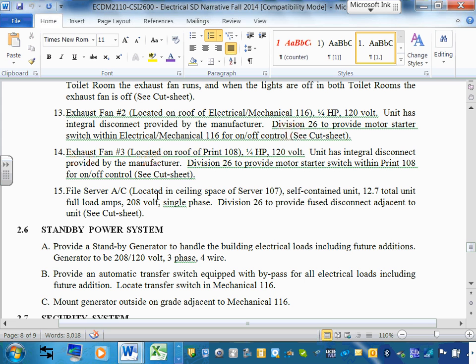Now, next, we need a disconnect. It says we need a disconnect. Grab a disconnect and put it next to the unit. Next, it needs a circuit. Grab a circuit and circuit it. Controller: grab a controller and put it in. Done. That's how we do it in Revit. Everything is built for you.